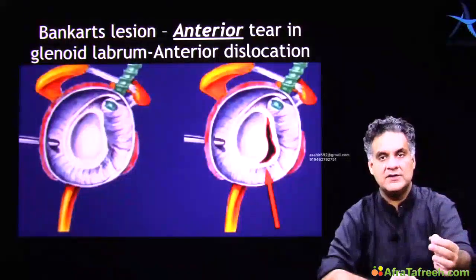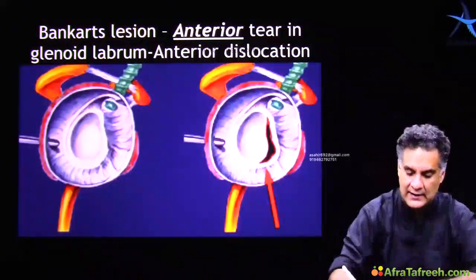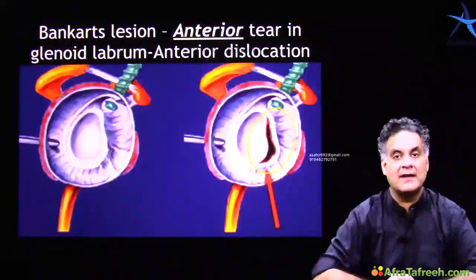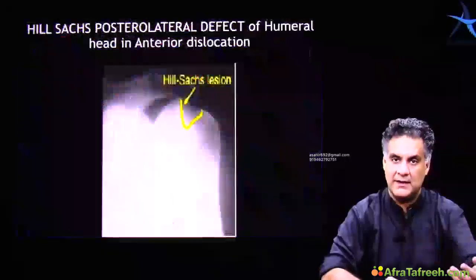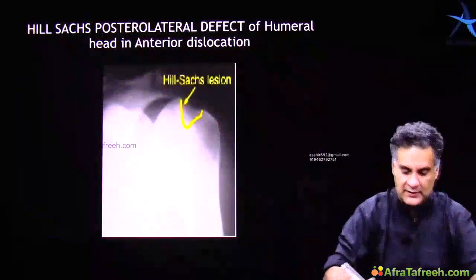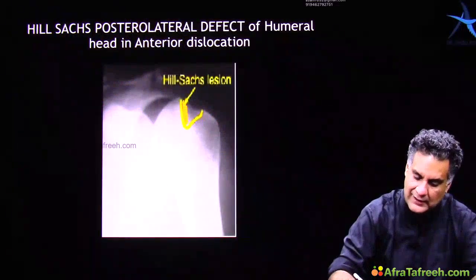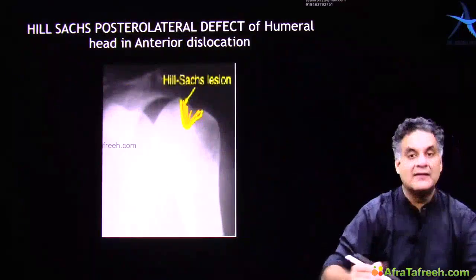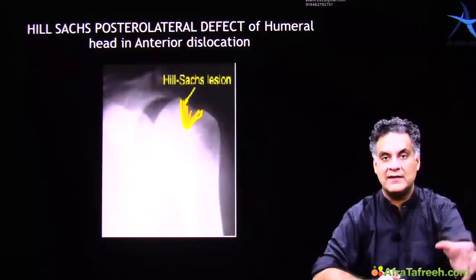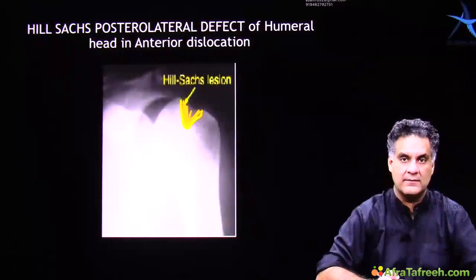And one of the common lesions associated is a tear in the anterior part of the glenoid labrum called a Bankart's lesion, which is treated by a repair. The other lesion associated is a defect in the posterolateral aspect of the head called a Hill-Sachs lesion. Both Bankart's and Hill-Sachs are associated with anterior dislocation.